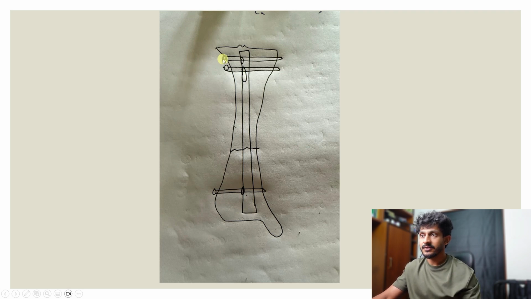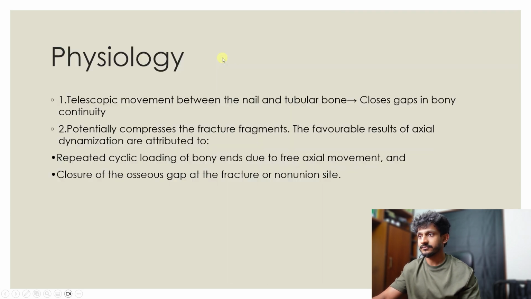So what happens is, if we remove this static screw construct, which is the top one, we can see that this becomes a dynamic segment, and so whenever the person loads, this construct will move upwards and create compression of the fracture site when this static locked screw is removed.